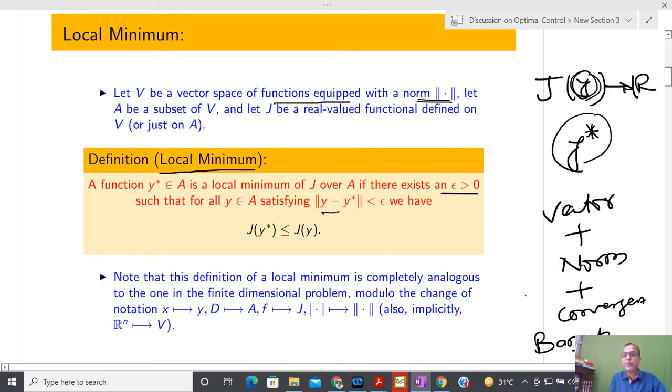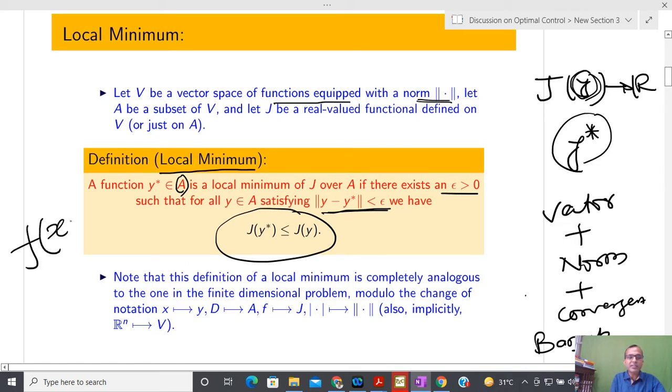In order to define the distance between two functions, you can take any standard norm. After that, if this relation is satisfied for all points in the neighborhood of y star, then I can say that y star is a local minima of this particular subset of vector space V. And if you see carefully what we have done in the finite dimensional optimization problem, we are taking some kind of real valued function, f(x).